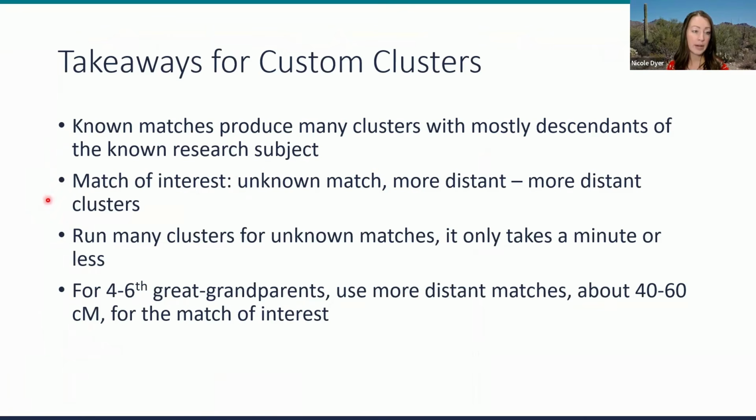But when I changed the match of interest for a new custom cluster analysis to an unknown match who was more distant, then I got some more distant clusters that were focused on her. And so Raina happens to be a descendant of Humphrey Arnold. So I just happened to get lucky. But if you don't get lucky with your first try to get the clusters you want, just try another person who has a big tree and none of them are matching what you're looking for. So these unknown match clusters can be really informative, but we might have to try many times to get the ones we're looking for.